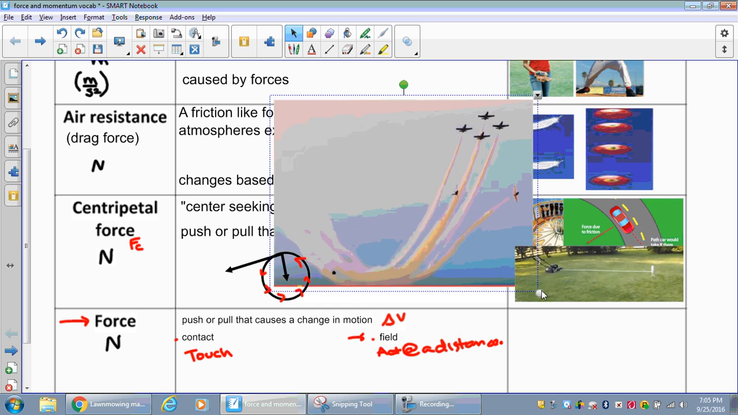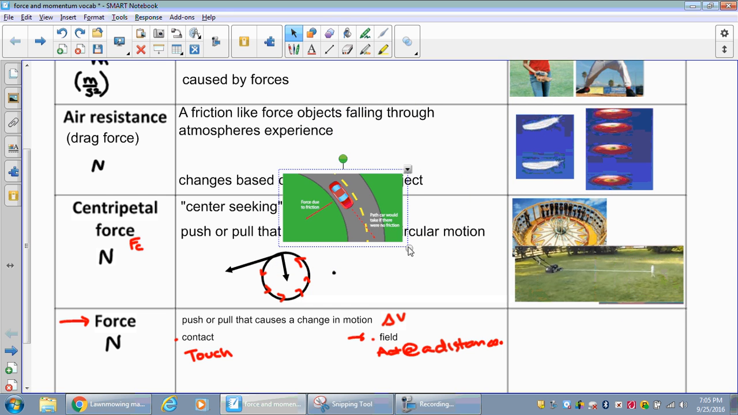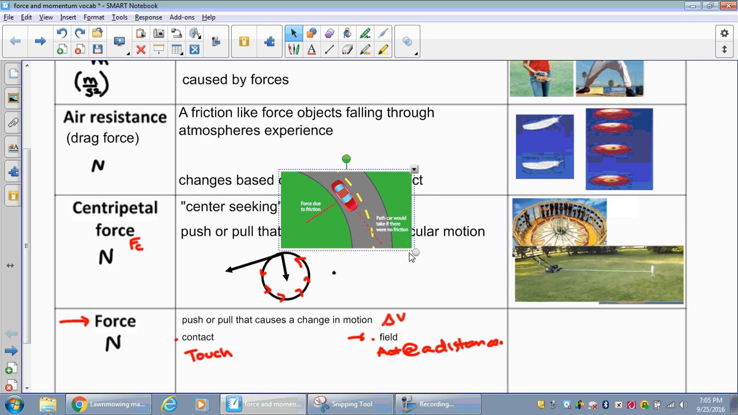We also have, if you're driving on the road, and you decide to turn the wheels of your car, the wheels are supplying force friction to the center, so the force friction is going to be the force centripetal. All right, we're going to talk about friction in just a second.